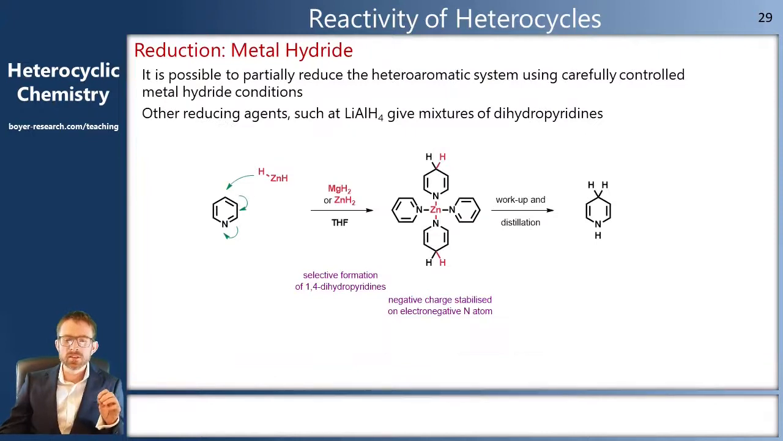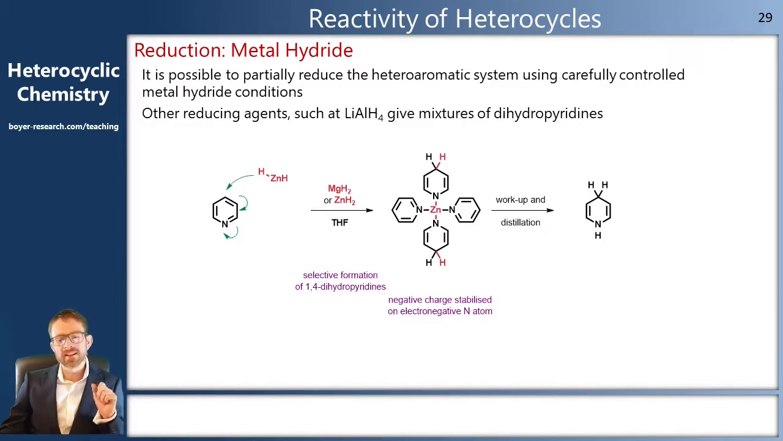We can also use metal hydrides to reduce pyridine systems. The pyridine is electron poor, so it reacts very well with something nucleophilic. But if we use something like lithium aluminium hydride that we've seen before, it gives a very complicated mixture of products. However, if we swap that for zinc hydride or magnesium hydride, then what we get is attack at the 4 position.